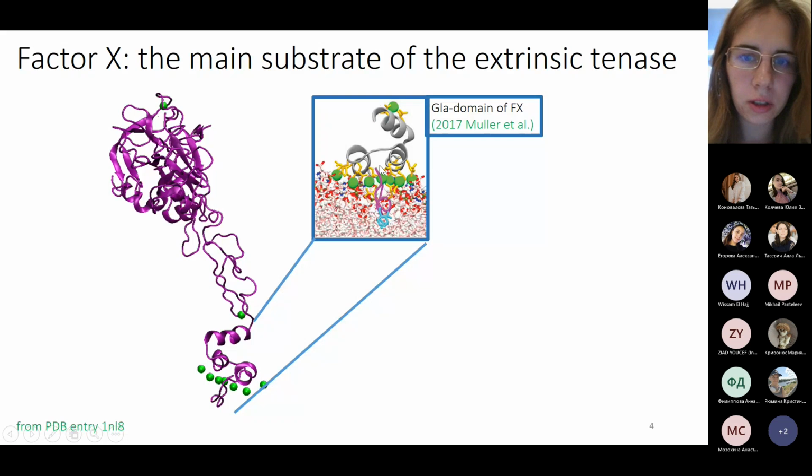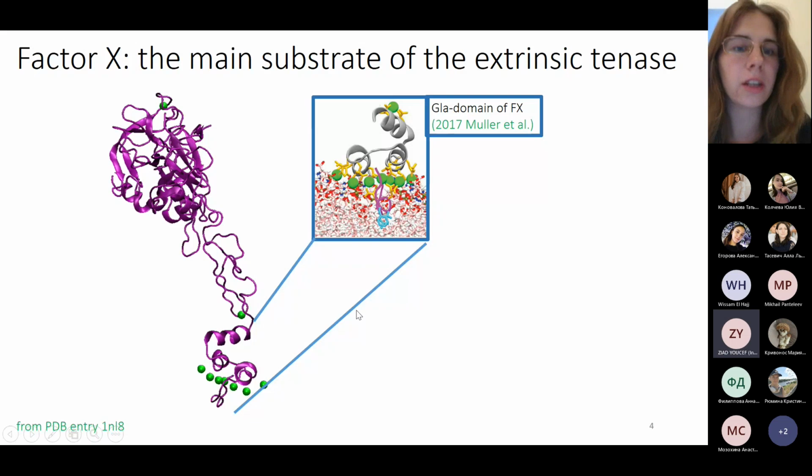On this picture, there is a schematic representation of the GLA domain only, and we have here the representation of the membrane. This is how it interacts with the membrane. It is some kind of deep penetration of this domain into the membrane, and even calcium ions are under the surface of the membrane. They are inside the membrane.